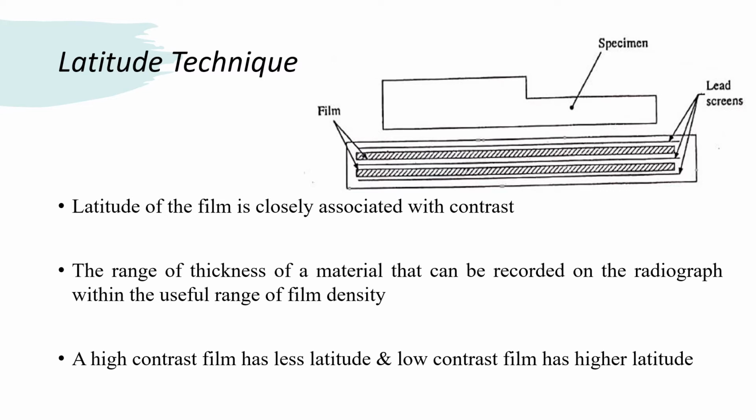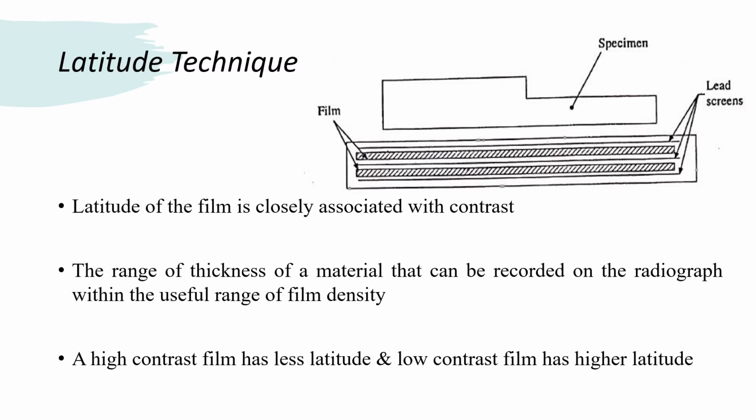There is a limitation on the specimen thickness range that can be inspected satisfactorily in a single radiograph. One method of extending this thickness range, and thereby reducing the number of exposures required for a particular specimen, involves the simultaneous exposure of two films of different speed.